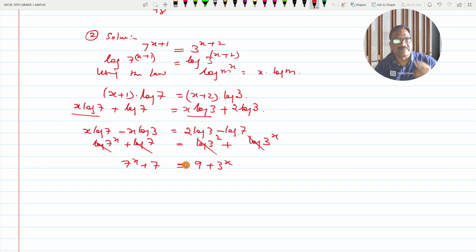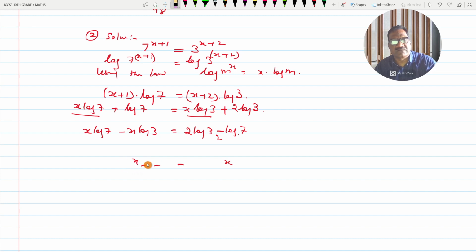Now this has again come to the exponential form itself. So this is not going to help you much. We should have kept it in the logarithmic form itself. So let me not do this.